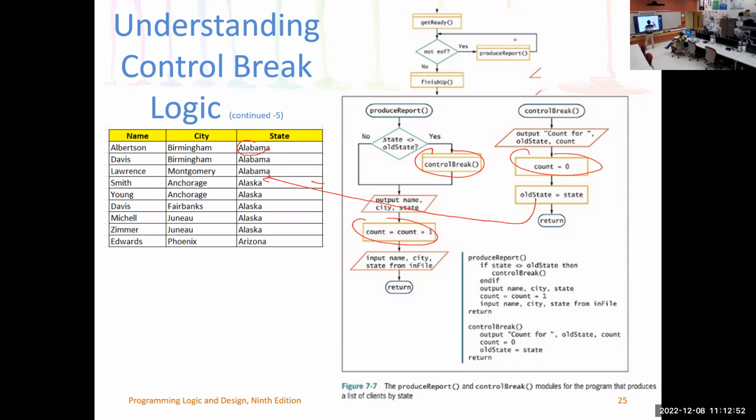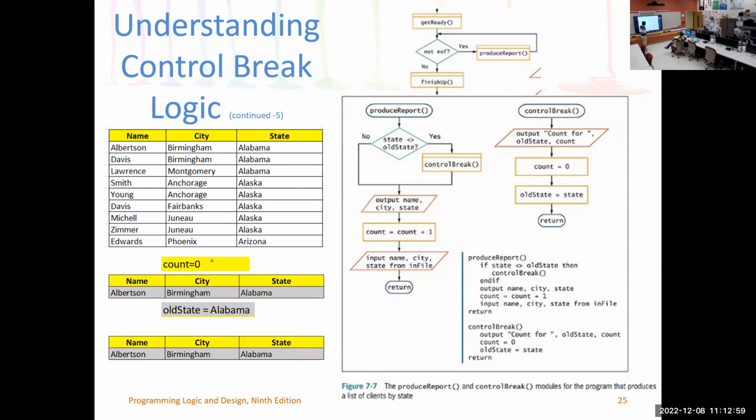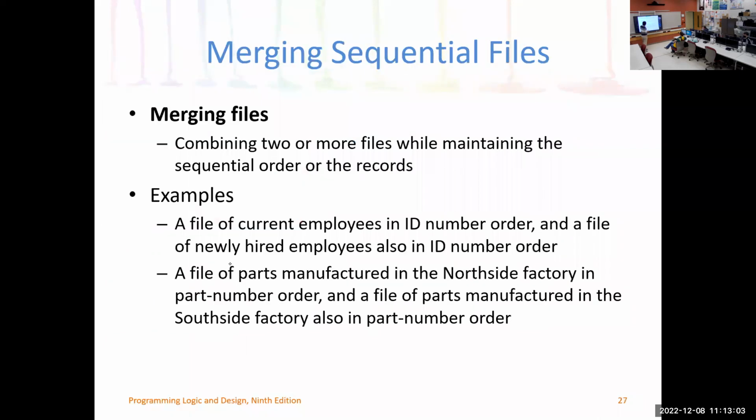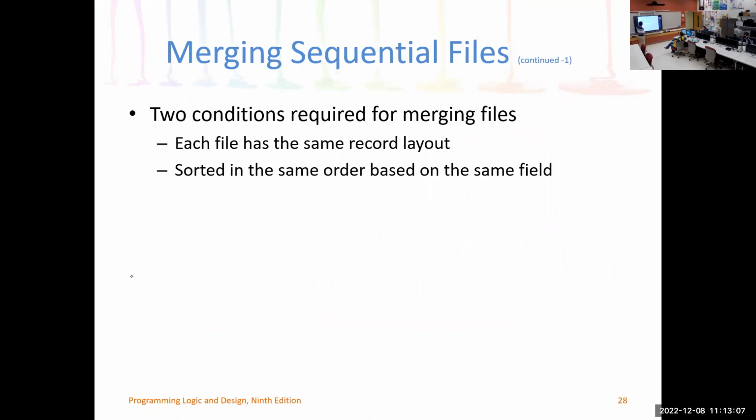Now you have the control break logic application. And what is the other one? A merging, right? You have to merge them together. So in the merging of files, in order to merge 2 files together, you have 2 conditions here. Each file has the same record layout. That's the first thing, right? The second thing is that both of the files are already sorted in the same order on the same field.